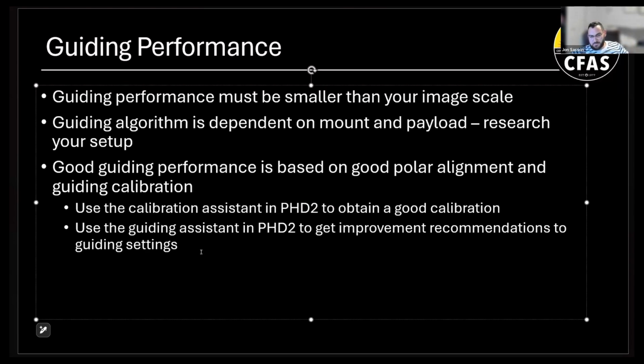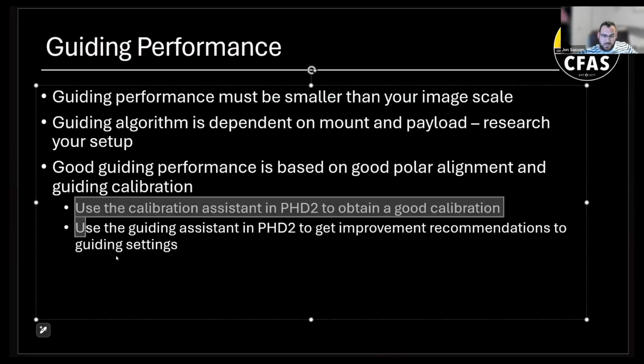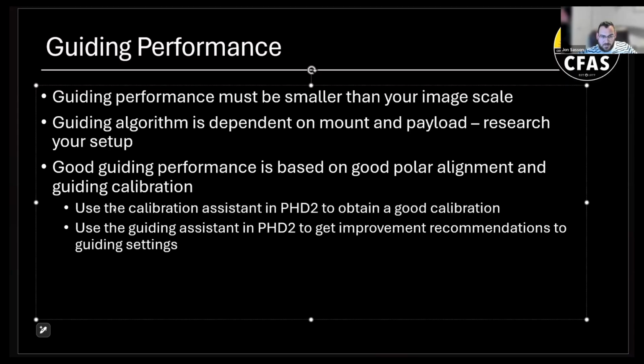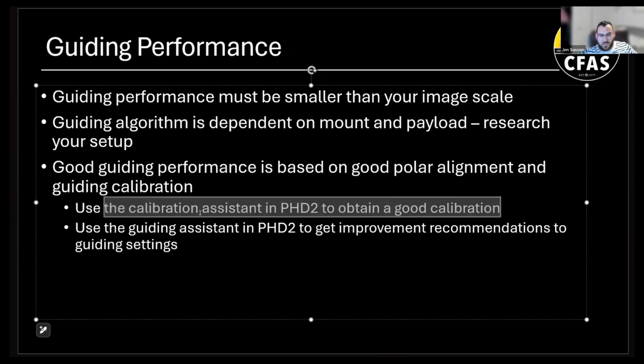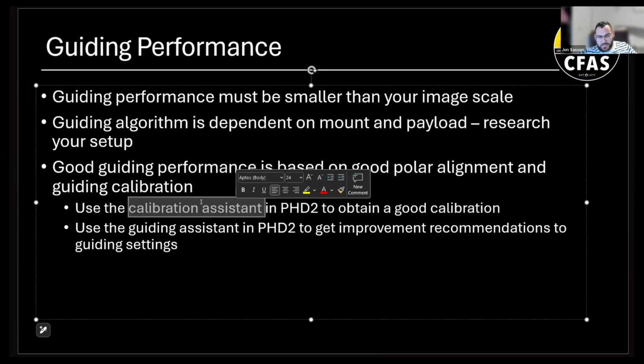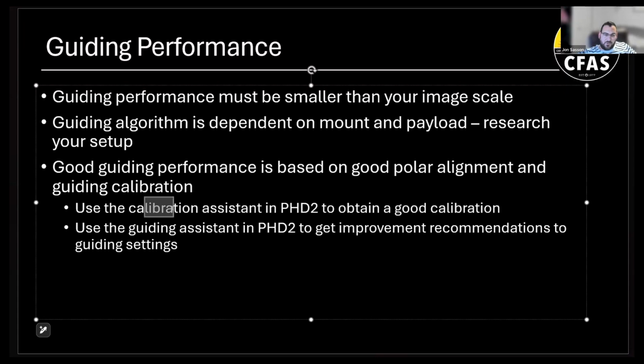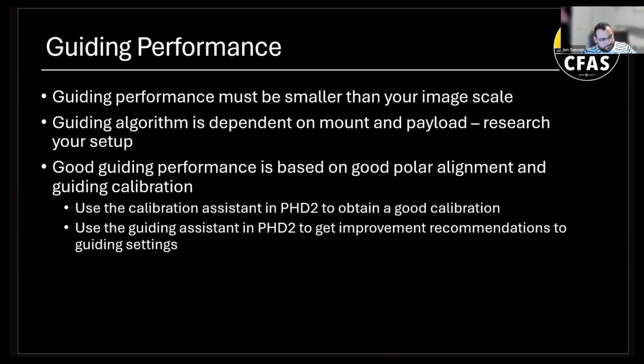So essentially what it does is it doesn't guide for a couple minutes, and then it analyzes the performance during those few minutes, and it gives you some improvement and recommendations for your guide settings to get better. So definitely use these two, and I've noticed a huge improvement, especially by calibrating at the optimal location, right? The optimal place to calibrate is as close as you can get to a declination of 0 and near the meridian. So again, the calibration assistant will automatically point your scope to that and give you good calibration.